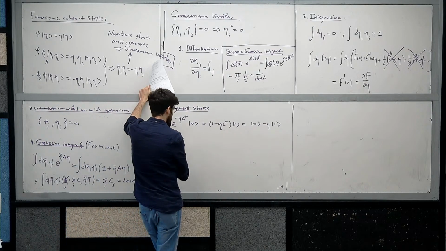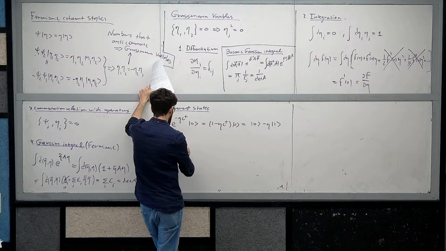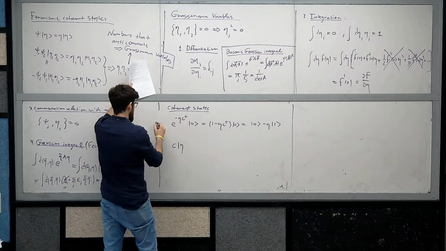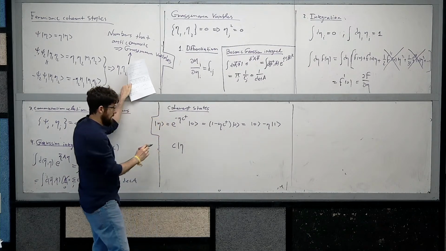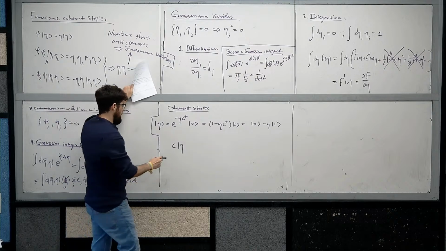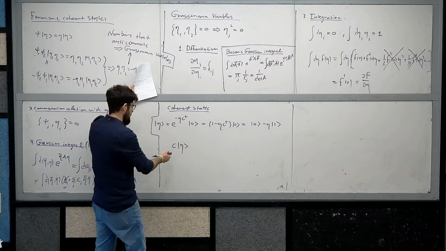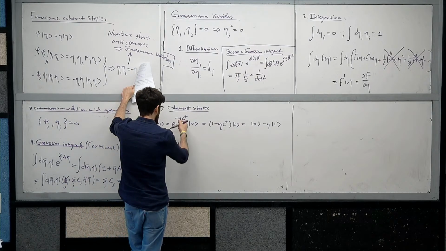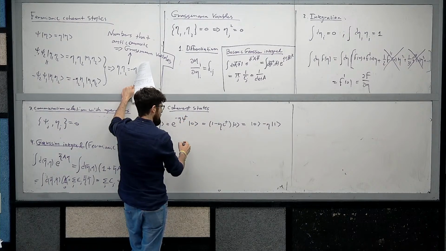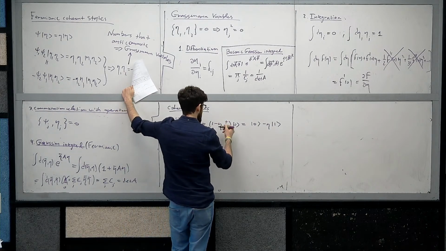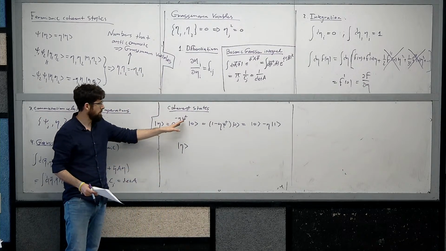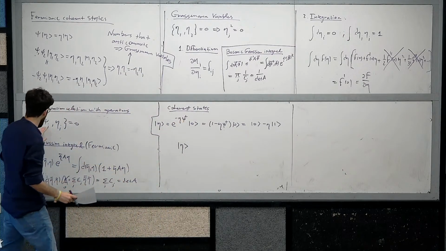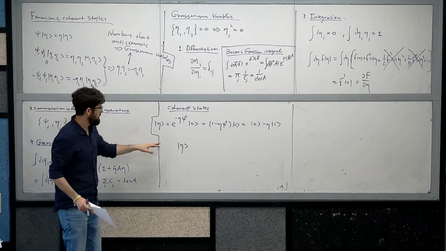Because if I act with C, so this is the state eta. What I mean is that this is the state eta. And if I act with C, sorry, not C, psi. Oh, sorry, psi. Sorry about that. Okay, so psi is some fermionic operator which we described here.